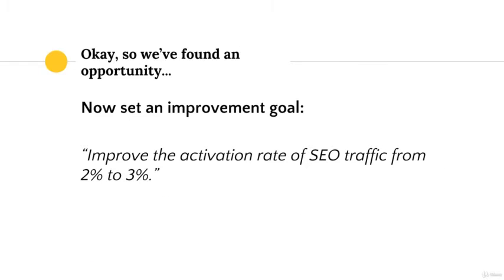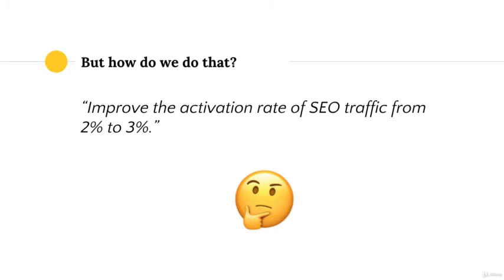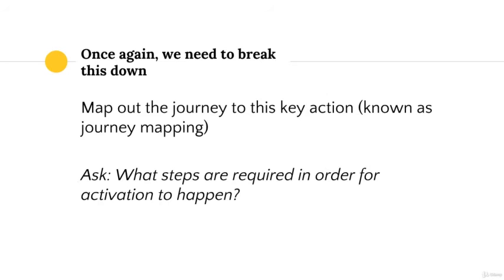Okay, so we found an opportunity, but now we need to set an improvement goal. Let's say improve the activation rate of SEO traffic from 2% to 3%. But again, how do we do that? That's a bit of an overwhelming question. So again, we can break this down. We need to map out the journey to this key action, and that's known as journey mapping.